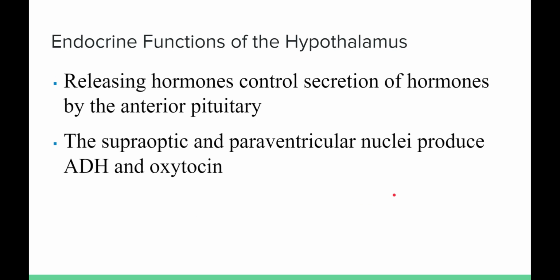And this is where the pituitary gland comes in. You have endocrine functions of the hypothalamus. That is, the hypothalamus is where it controls the secretion of hormones from the pituitary gland. You have these other couple of nuclei that produce ADH and oxytocin. Interesting thing about ADH, that's anti-diuretic hormone.